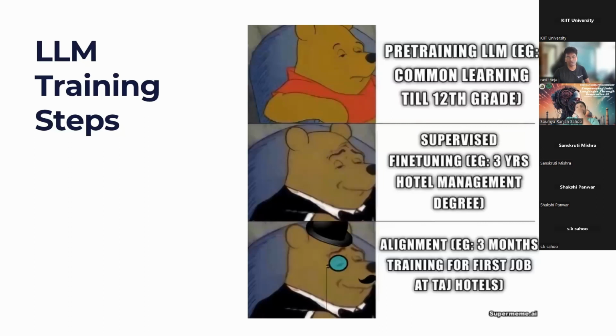So you should make your LLM align so that it does not respond in a harmful way. If you ask it how to make a bomb or how to kill someone, it shouldn't respond. That's where safety and alignment come into the picture.